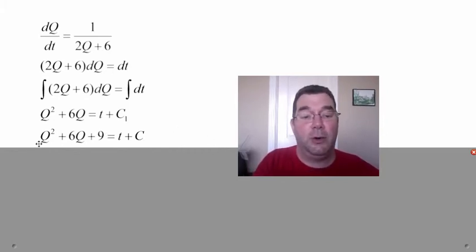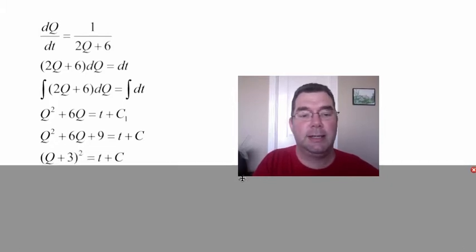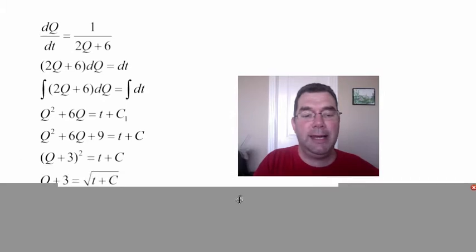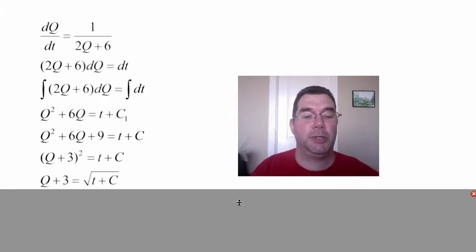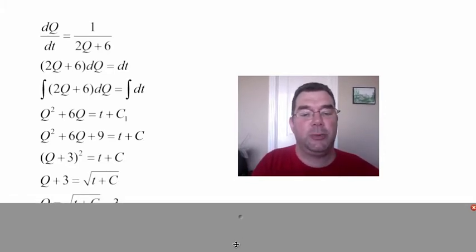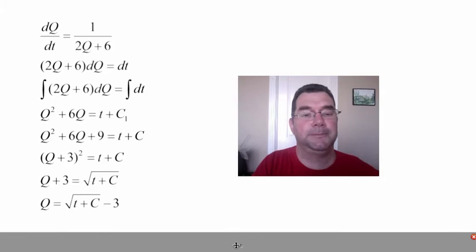On the left, though, now I have what's called a perfect square trinomial, which when I factor it, gives me a binomial squared. So I have (q plus 3) all squared equals t plus my constant. And now I can solve for q. q plus 3 is the square root of t plus that constant. And then I just need to subtract 3 from both sides, and I'm done. All right?